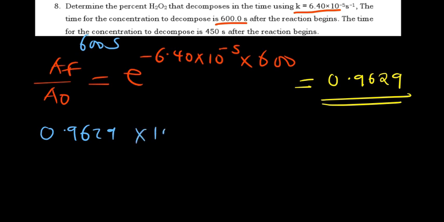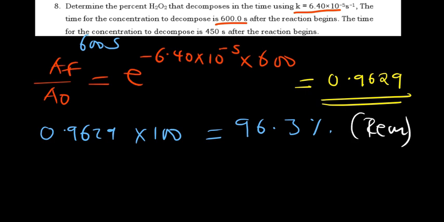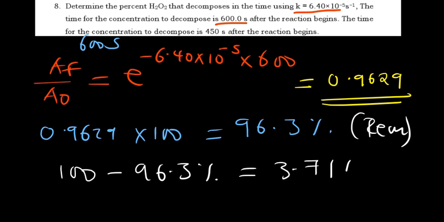So it's like final over initial times 100, which gives us 96.29, which I can summarize to be 96.3%. This is how much remained, because it is final over the initial. Now to find how much had decomposed, you have to find the difference. So subtract from 100 how much had remained to determine how much had decomposed. So you end up with a value of 3.71% having decomposed in this case.